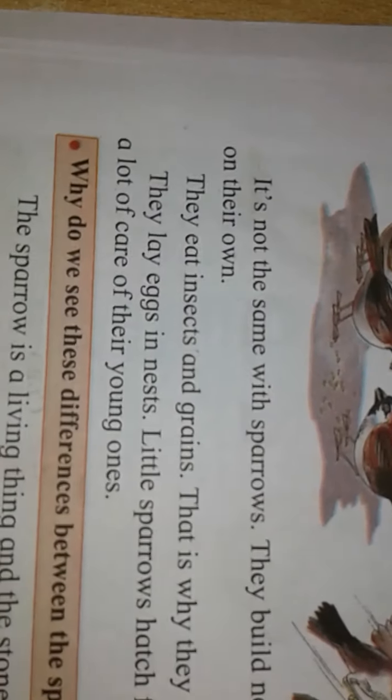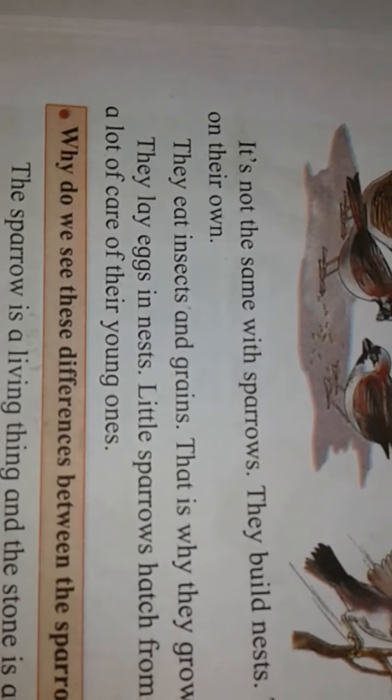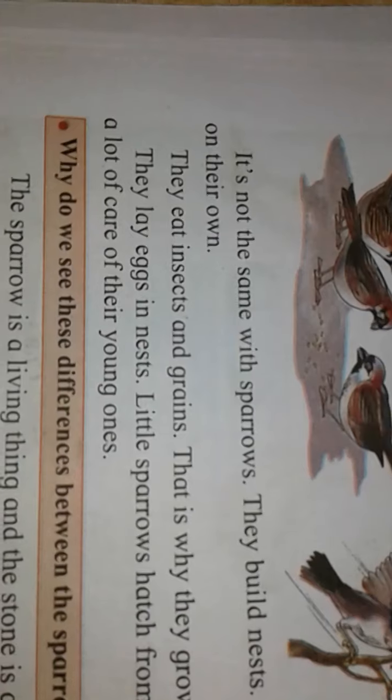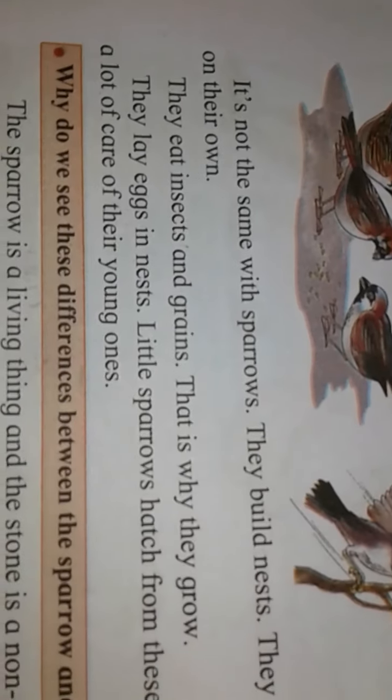They lay eggs. From the egg, a small sparrow comes out. Little sparrows hatch from these eggs, and the egg gets broken. Mummy and Papa sit on the eggs, and the eggs get hatched. Hatch means they break, and from this the small sparrows come out.